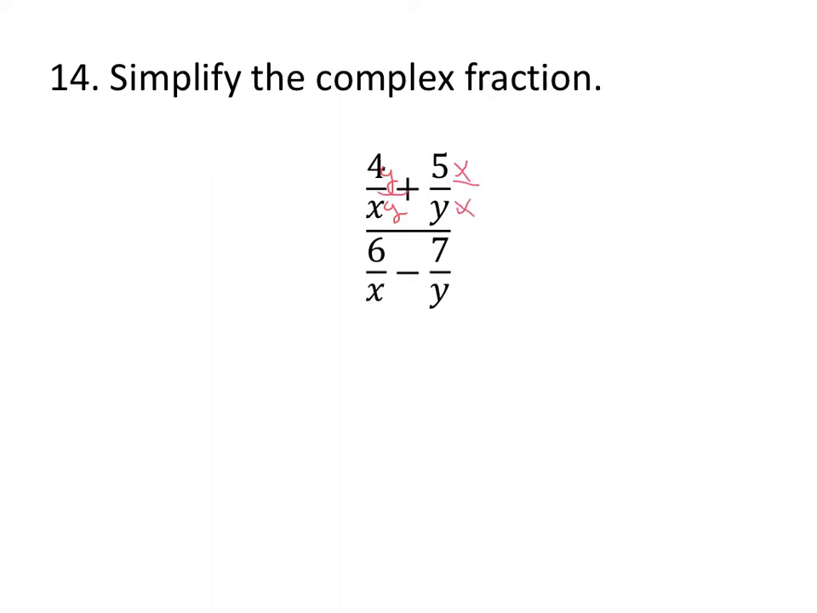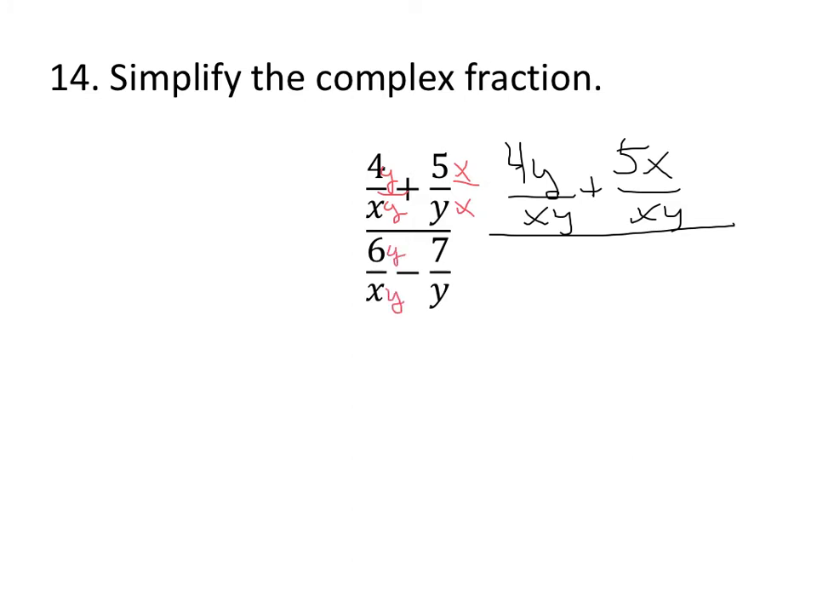And that gives us 4y plus 5x, and each of those are over xy. And if we do the same thing in the denominator, we're going to multiply the first term by y over y and the second term by x over x. So we get 6y over xy minus 7x over xy.